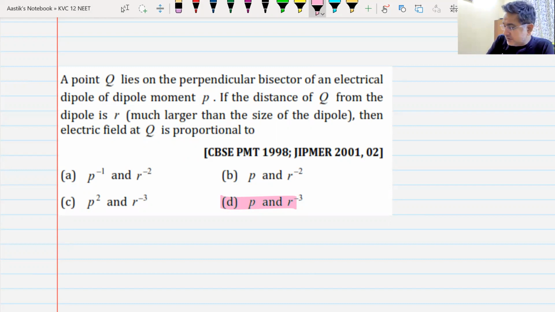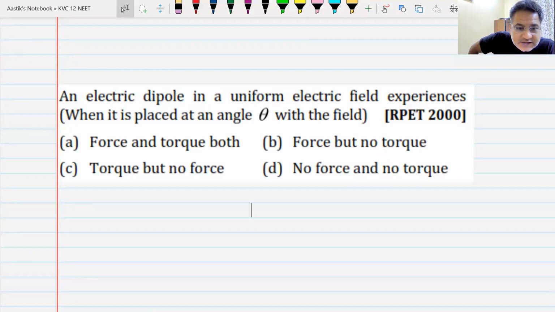Okay. Chalo, we move on to the next one. I hope more people will be able to give me the answer for this one. Let's shoot. What is the answer for this one? An electric dipole in a uniform electric field experiences what? It is placed at an angle theta with the field. What does it experience?